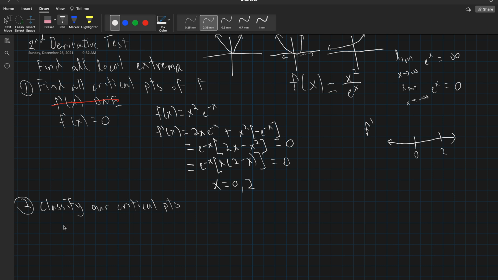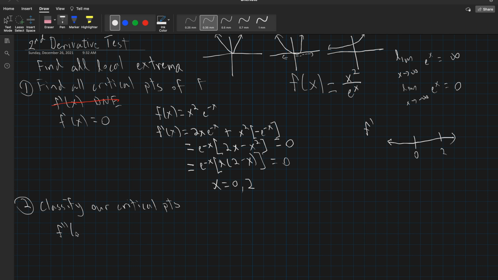So this is why we're going to want to take our second derivative. If I can figure out whether or not our function is concave up or concave down at x equals 0, I can figure out whether or not we have a minimum or a maximum. However, I cannot conclude anything if the second derivative is equal to 0. Then we'd have to go back to the first derivative test.